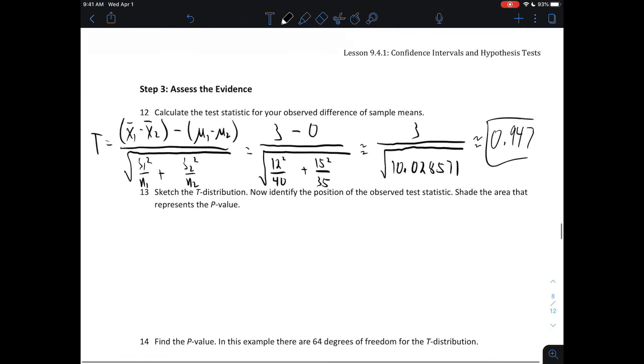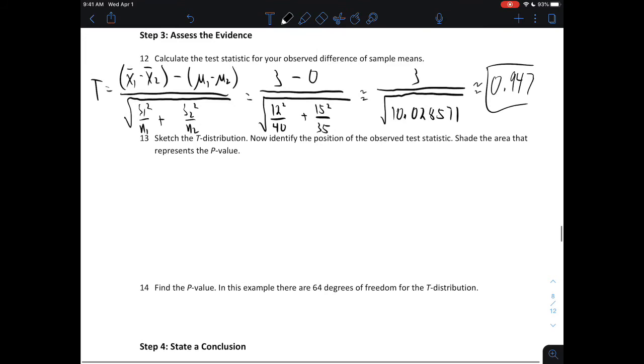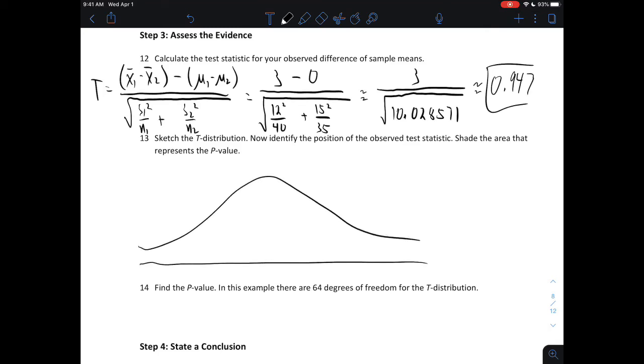So now number 13, sketch the t-distribution. Identify the position of the observed test statistic and shade the area that represents the p-value. This is just like we've seen before. I have a horizontal axis. I have something that looks like an approximate bell shape. I've got a t statistic that is on the right because it is positive, t equal to 0.947. We have a right-tailed test, so the p-value is the area shaded to the right.